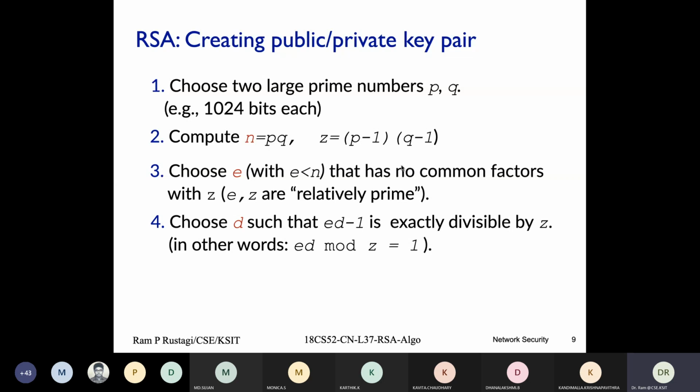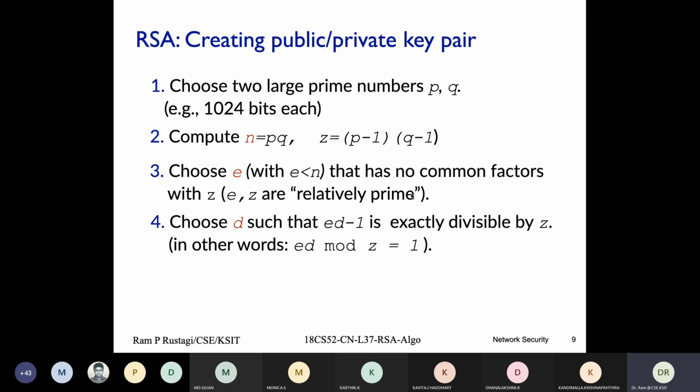And let's say my Z happens to be 49. Now, 49 is not a prime number, but 3, 5, 15, 24, these are all relatively prime to 49 because there is no common factor. So all we are saying is, having computed Z, find one number E which is less than n, which is relatively prime to Z.